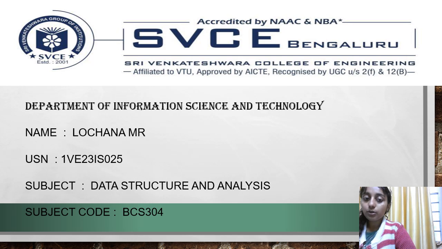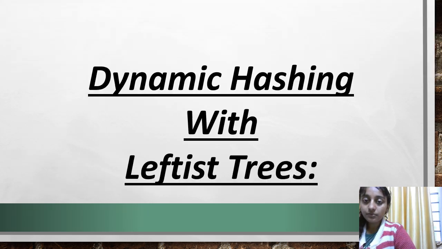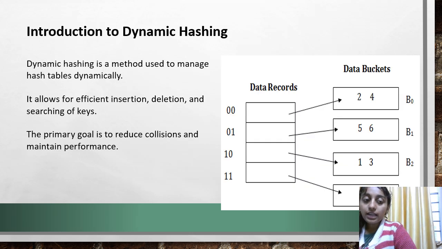Today in this video, I am going to discuss the subject Data Structure and Analysis, DSA. The subject code is BCS 304. In data structure and analysis, today I am going to discuss the topic dynamic hashing with leftist trees. So first, let me see briefly about the topic dynamic hashing and leftist tree. First, we'll discuss the introduction to dynamic hashing.